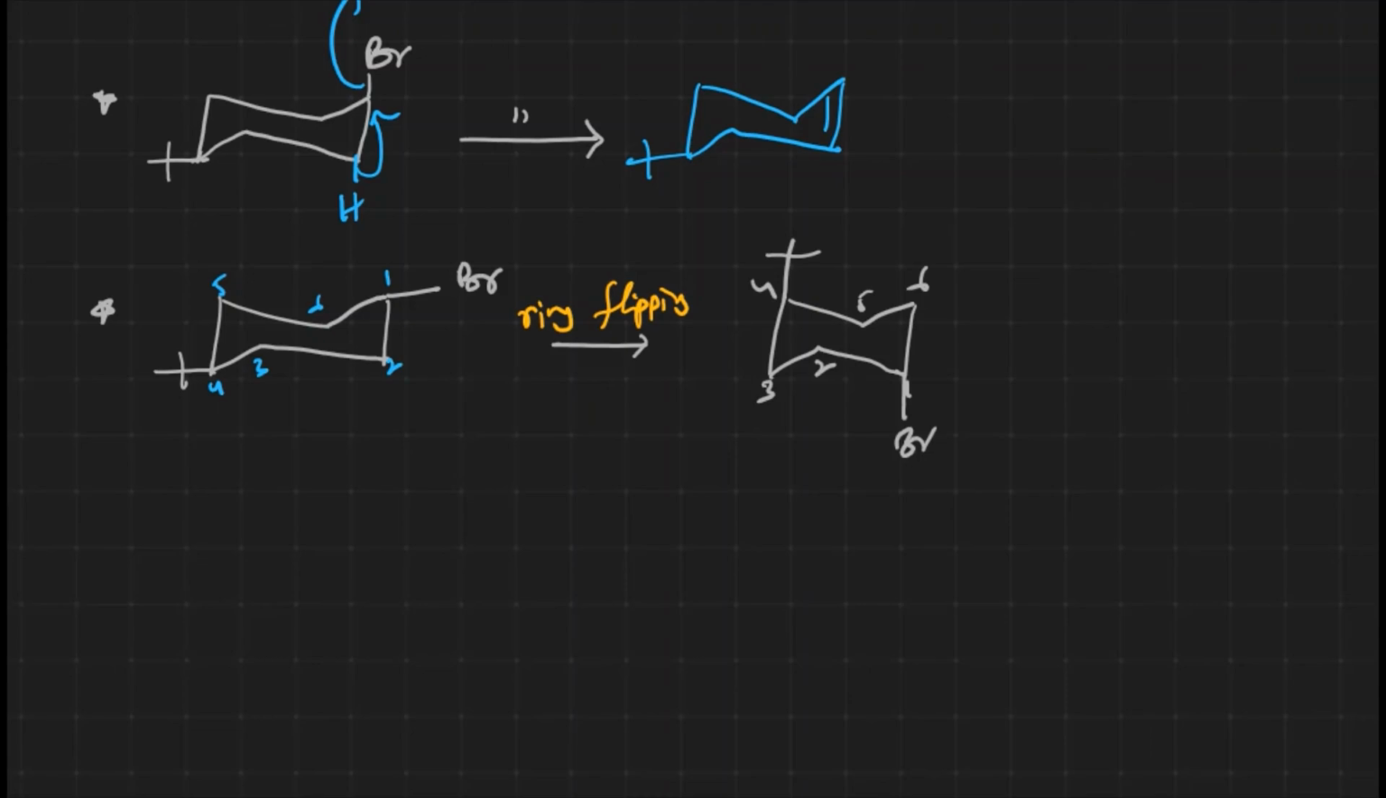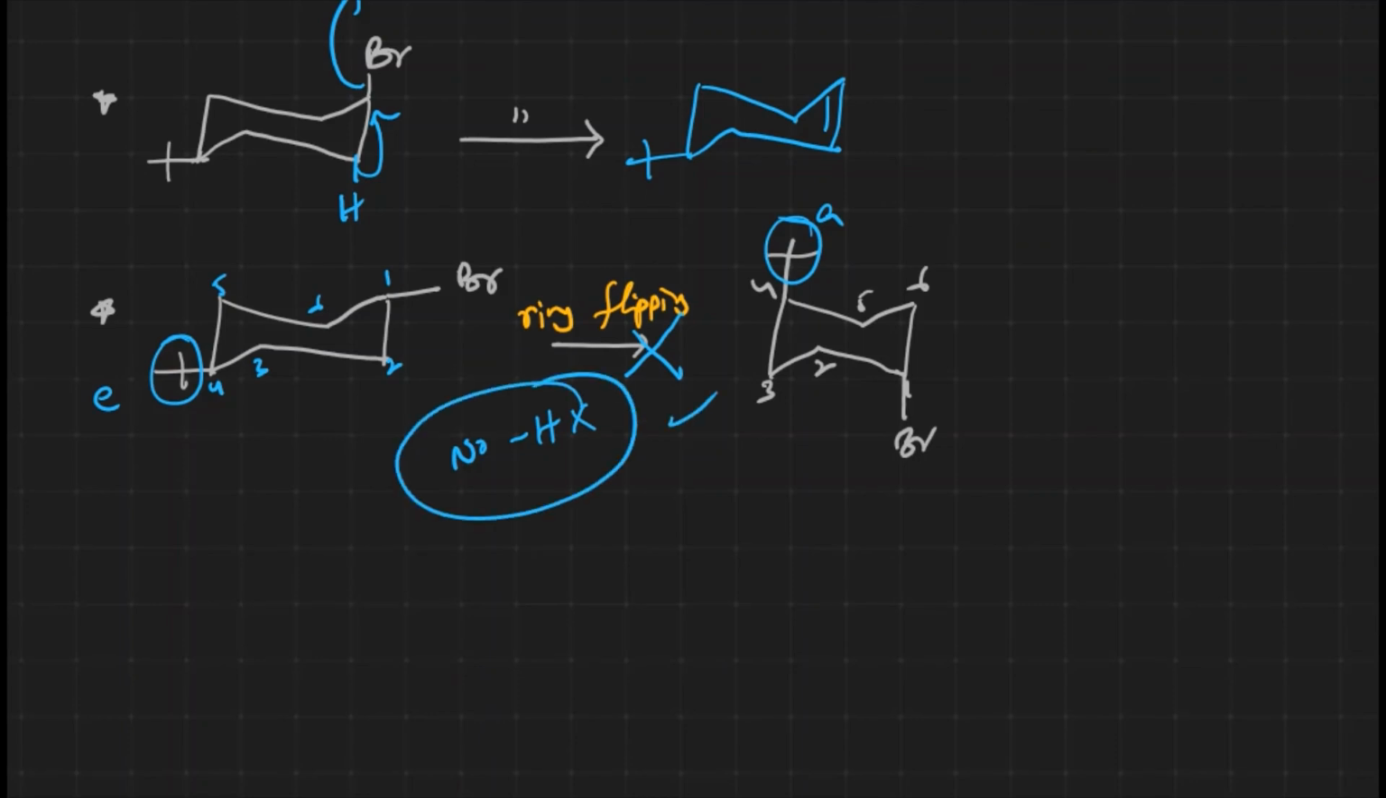Now when ring flipping takes place, what is happening with this bulkier group? Initially it is equatorial, but it's becoming axial, right? Generally a bulkier group at the axial position is highly unstable. That's why we won't expect ring flipping for this particular reaction, so no dehydrohalogenation reaction for this one. Got it? We have to remember in which case ring flipping takes place. If ring flipping is going to lead to an unstable substrate, we can't expect the ring flipping.